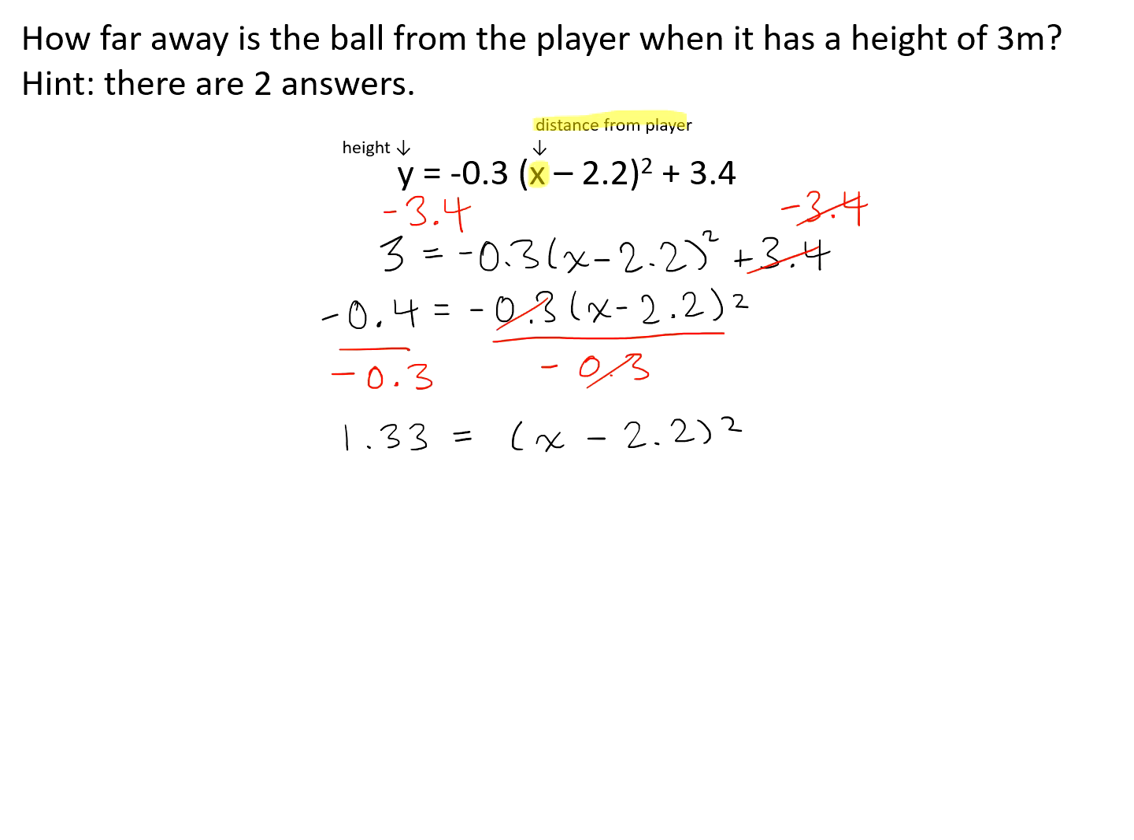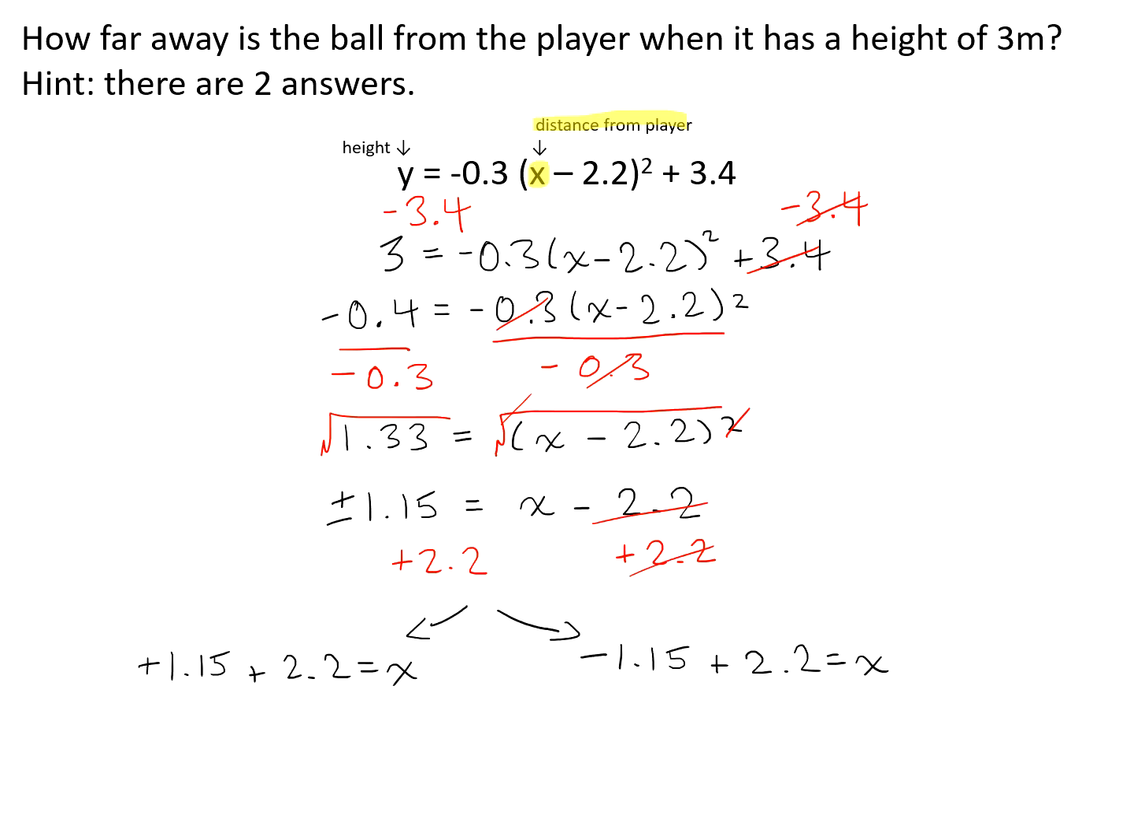Next, we want to square root both sides of the equation. The square root and the square are going to cancel out. And the square root of 1.33 is plus or minus 1.15. And that is because when you square root a number, it gives both a positive and negative answer. Our next step is to add 2.2 to both sides of the equation. This and this cancel out.